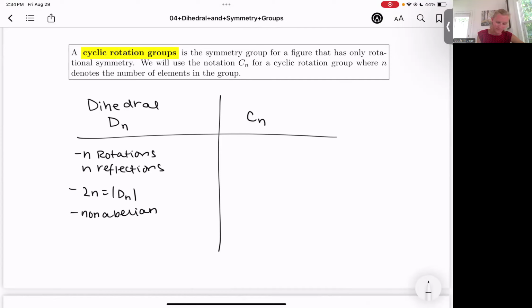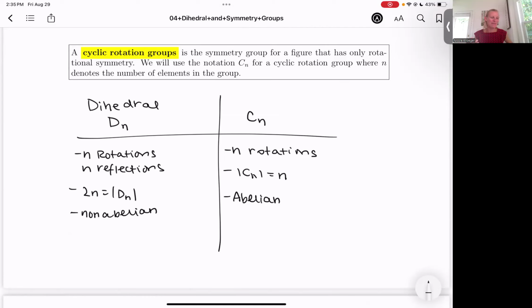Cn, this was our cyclic rotation groups. These described the symmetries of shapes that only had rotational symmetry. This contains only n rotations and no reflections. The order of this group is just n. There were exactly n rotations in here. And this group is abelian. Rotations commute with each other. Like if I rotate by 60 degrees and then rotate by 120, that's the same thing as rotating by 120 and then rotating by 60.